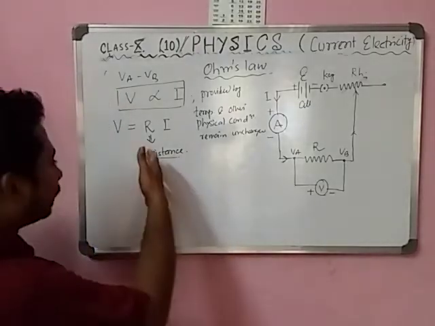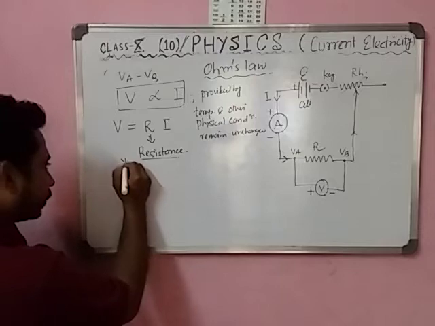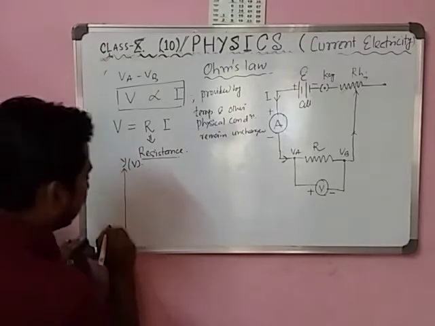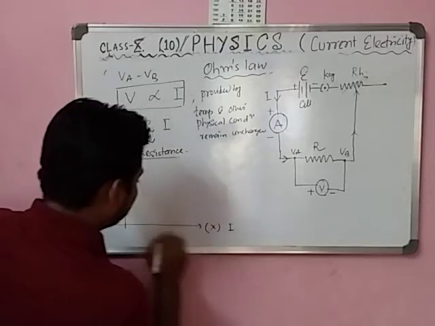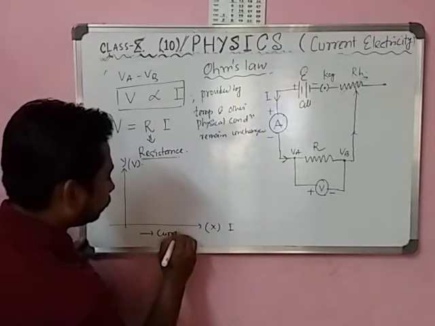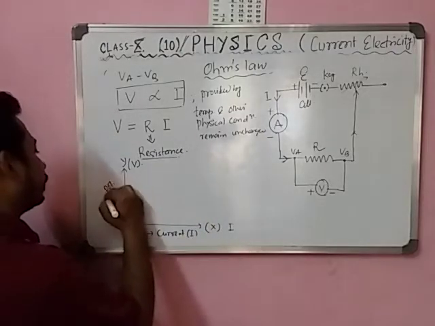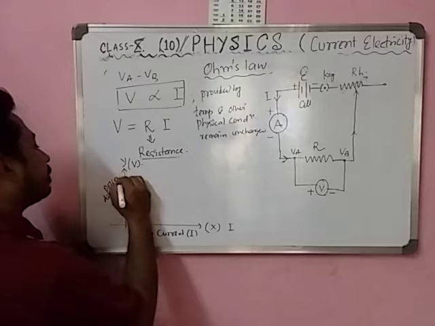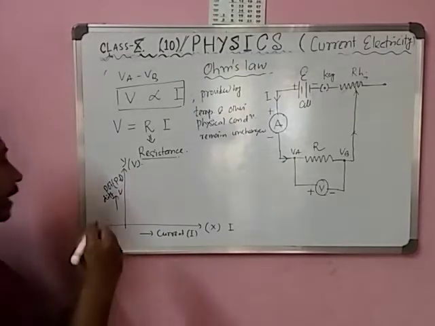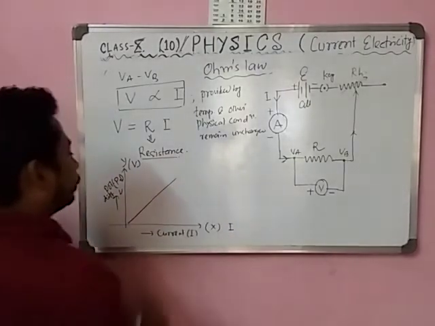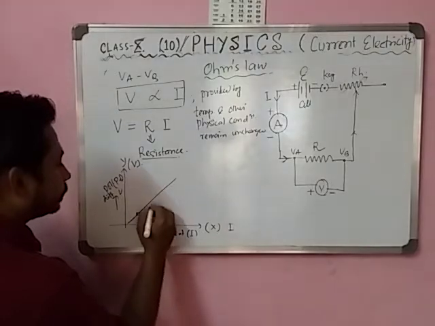Now I will draw the graph of Ohm's law. Suppose on the y-axis we draw potential V, and on the x-axis we draw current. This is current and this is V, the potential difference. Sometimes you can write PD, potential difference, V. Now students, the graph will look like this, a straight line. If you plot current versus potential, suppose you will get this point.